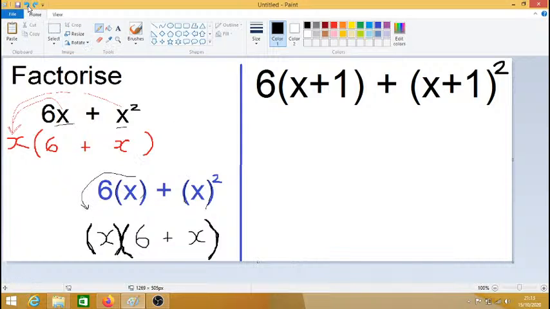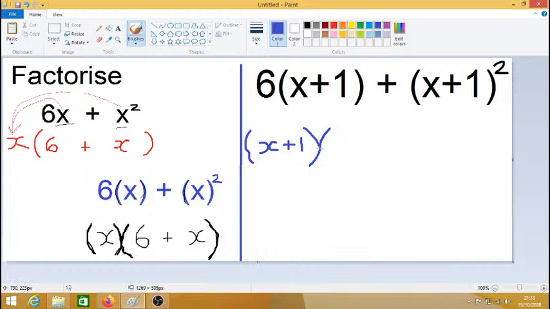So in the third example, what's the common factor? It's the bracket x plus 1, the whole bracket. That's the common factor, the x plus 1. So that's exactly what we'd pull out to the front. And we'd say the common factor is bracket x plus 1. So that would come out to the front.